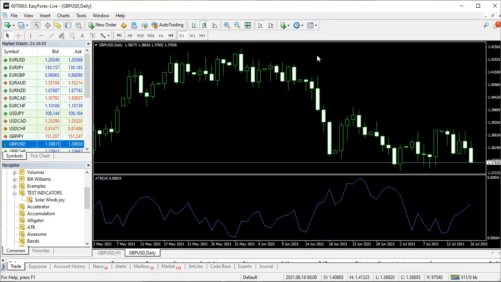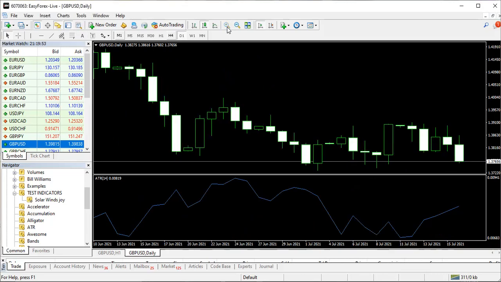Now, when this ATR says it will move 81 pips, this is what it means. Let me zoom the chart and show you something. When it says it will move 81 pips, it doesn't mean that it will move only up 81 pips or only down 81 pips. It means the whole daily candle will move 81 pips.